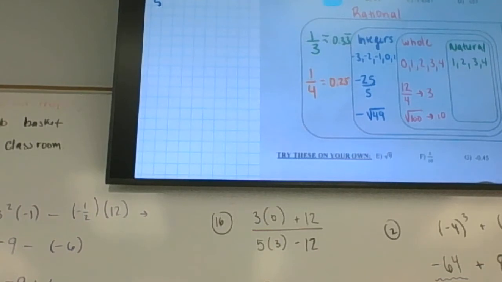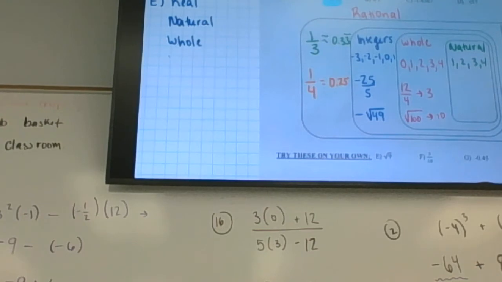No, rational because it's 3. The answer is 3. So it's like the same. Because when it's 3, it's integer, whole, and natural. It's like a decimal that goes on.